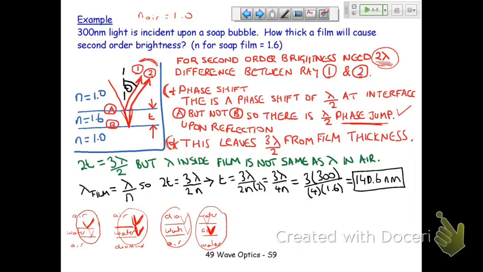But lambda inside the film is not the same as lambda in air. Remember, lambda film equals lambda over n. So 2t equals 3/2 lambda over n. T is equal to 3 lambda over 2n, and I got the 2 down there because I've rearranged it. 3 lambda over 4n is equal to that, and there's my answer.